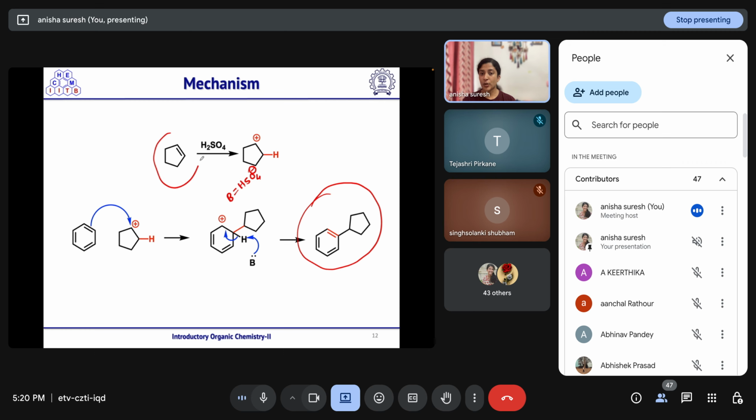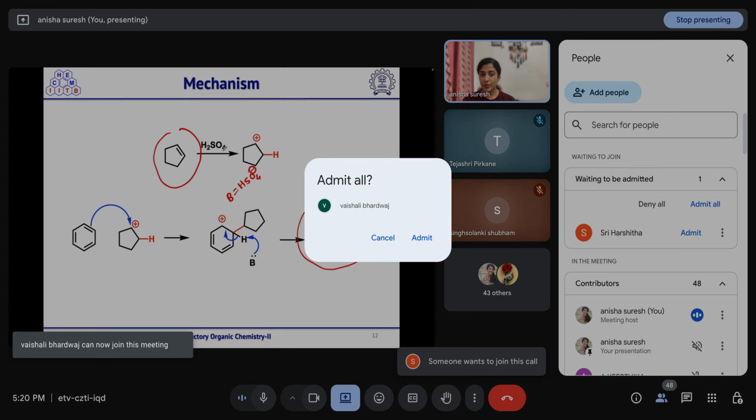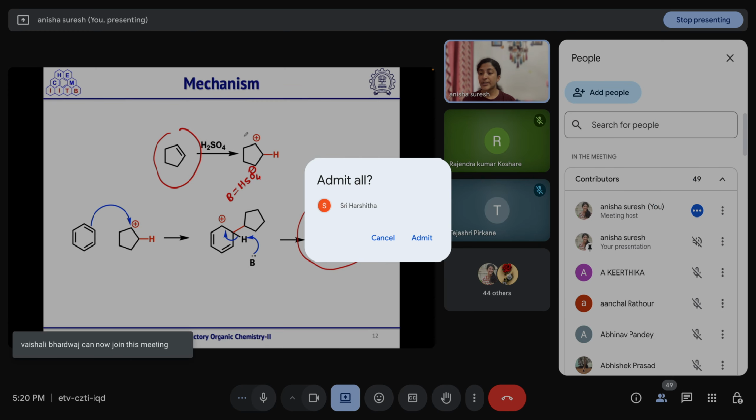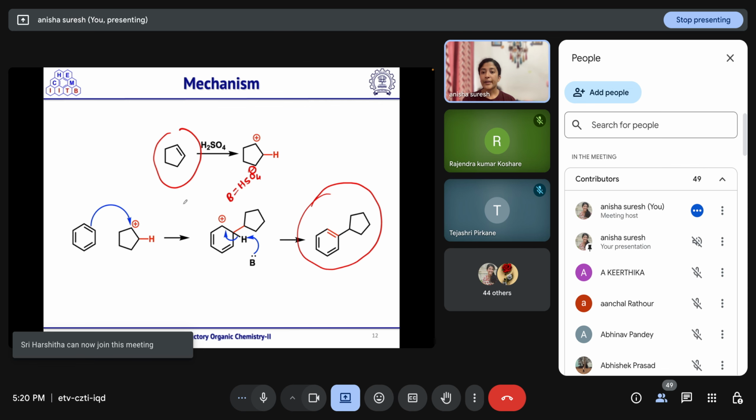First, we have a cyclopentene. In the presence of H2SO4, it will lead to the formation of this secondary carbocation. Now, the benzene ring can attack that carbocation, resulting in the formation of this intermediate. This is an unstable intermediate as the aromaticity of the benzene ring is lost. So, any base that is present in the medium, so basically here HSO4 minus, the conjugate base of H2SO4, can act as the base and abstract this proton and neutralize the positive charge, leading to the formation of this final product.